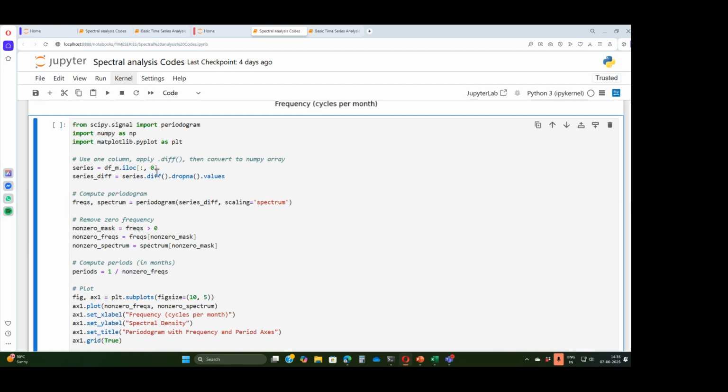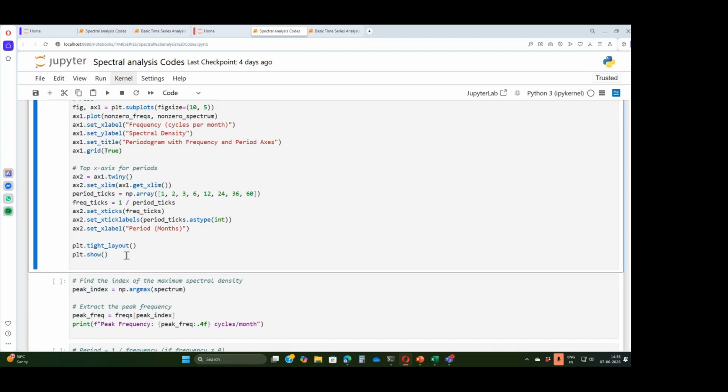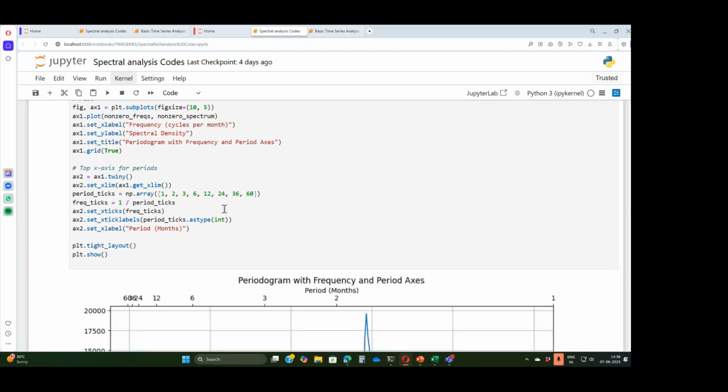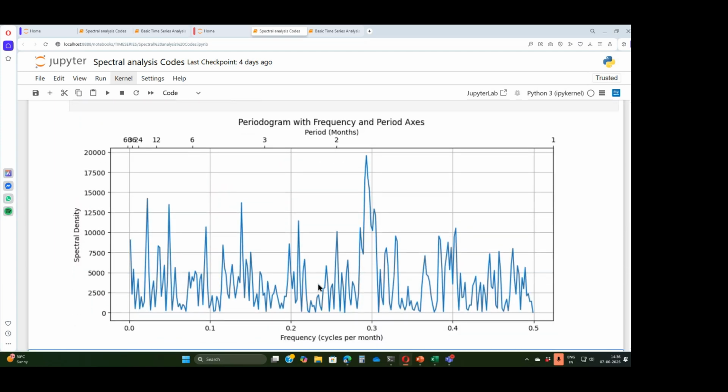So now I've done the same thing. I've done the first differences. Now I'm not going to use series, I'm going to use series dip, and I'm going to run this whole command. You can study the command because it's available in ChatGPT. You could easily get it in ChatGPT. There is no problem. And there you go.